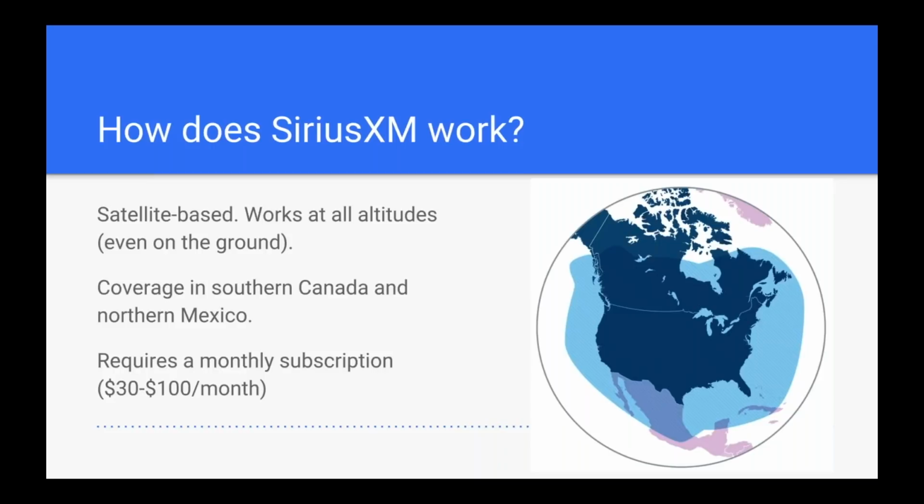So the other big difference with SiriusXM, it's satellite-based, and as a function of that, it requires a monthly subscription. So you're going to pay anywhere from about $30 to $100 a month, depending on the weather products you want.